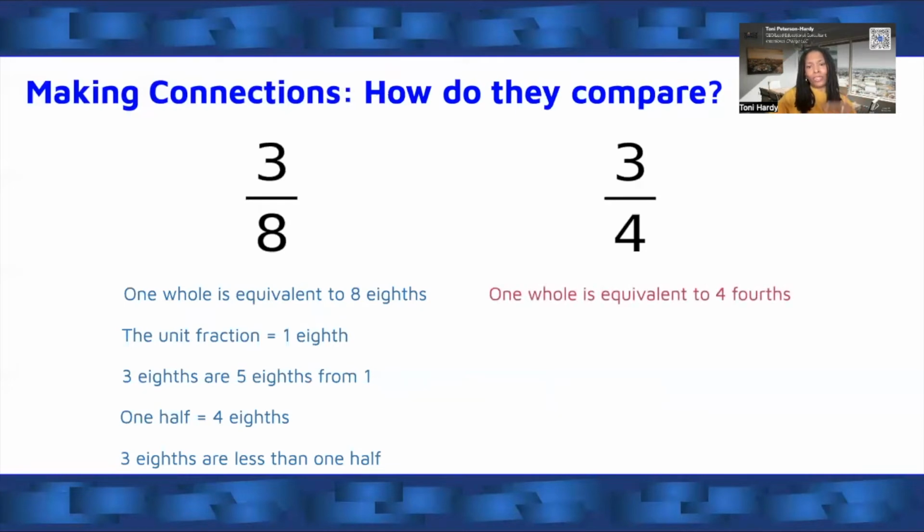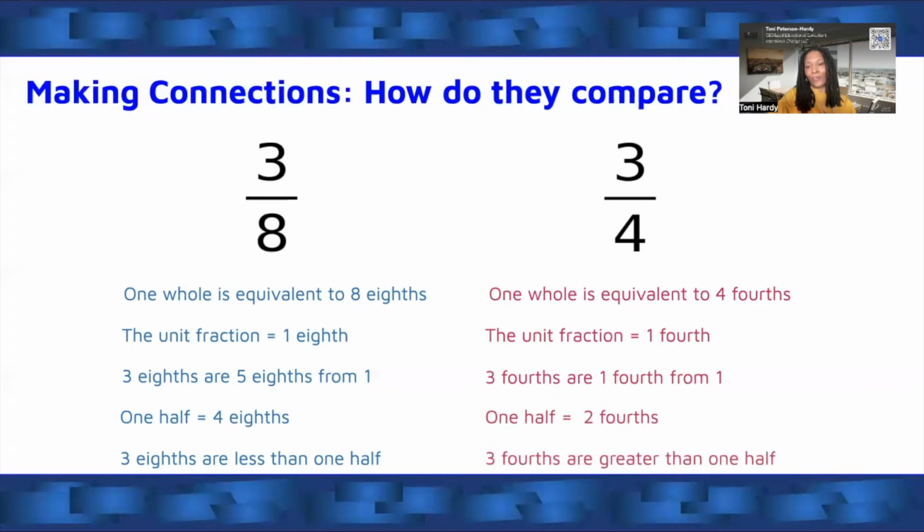All right, so let's see. So 3/4, from this, I know that 1/2 is equivalent to 2/4. I know that the unit fraction is equivalent to 1/4. 3/4 are 1/4 from 1/2. So 3/4 are greater than 1/2. So 3/8 are less than 1/2. 3/4 are greater than 1/2. So that right there, if the kids just know 1/2, then they can solve this problem right here.